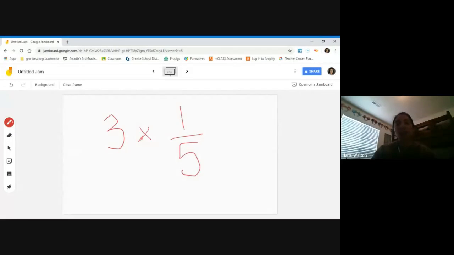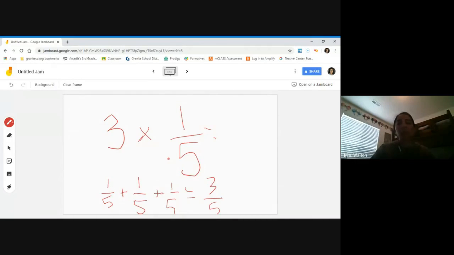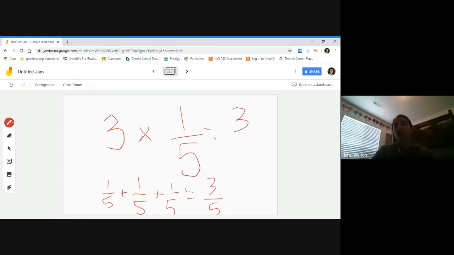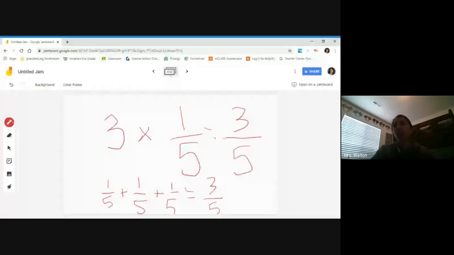You could sit there and do your repeated addition like you did in level 1. 1/5 plus 1/5 plus 1/5. Sorry, my pen's not working here. There we go. And you would get 3/5. Or you could do your multiplication because you might not want to sit there and do your repeated addition. In order to do your multiplication, you would just multiply your whole number, in this case 3, times your numerator. So 3 times 1 is 3, and your denominator stays the exact same. And you get 3/5 as your answer.